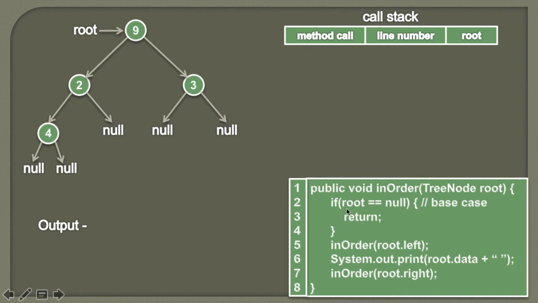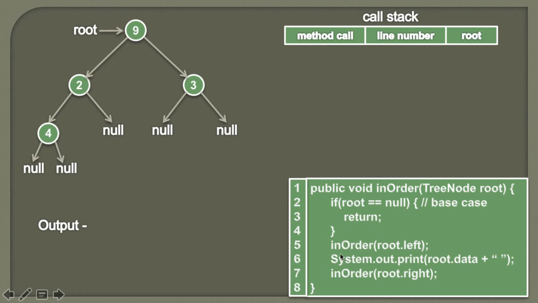So friends, below you can see the algorithm for the in-order binary tree traversal. And here you can see the method name is in-order, which takes in a root. And in the method we are again calling the in-order method, therefore these calls are recursive in nature.